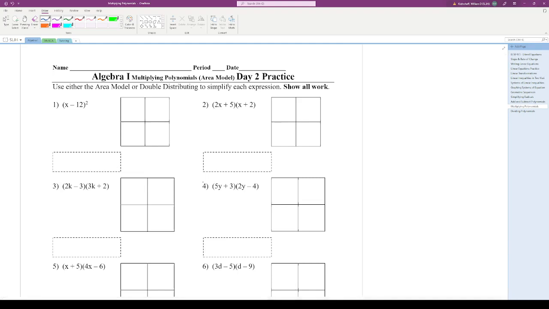and figure out which one you like best and which one you think you'd probably use when this comes up on a quiz or a test. So the key for this one will be on Canvas, so you can check it there once it's posted, but I'll leave you to practice these on your own.